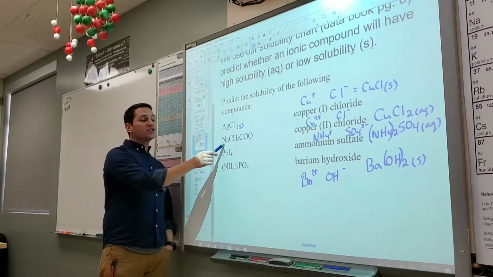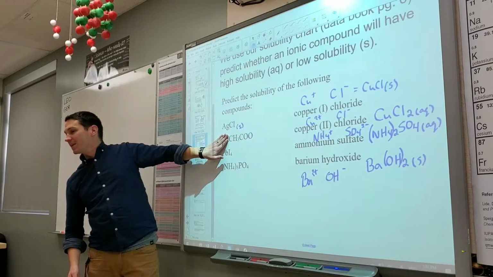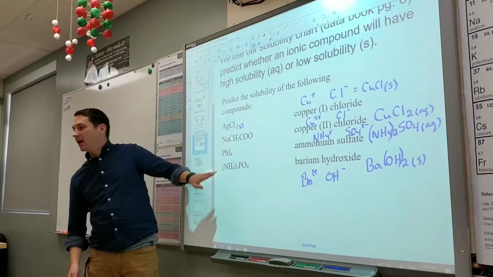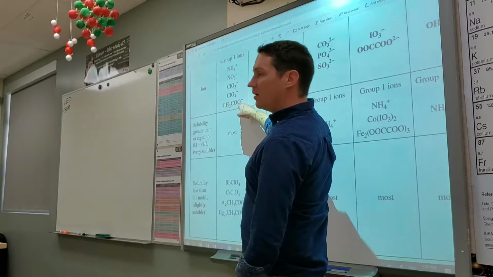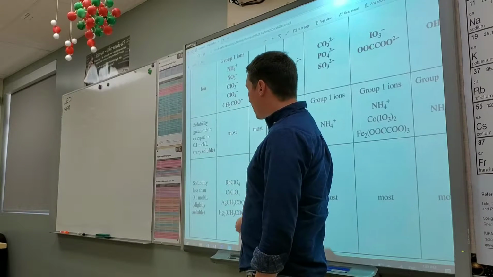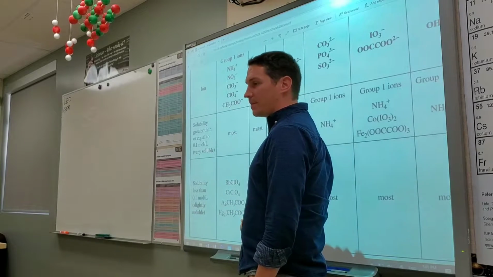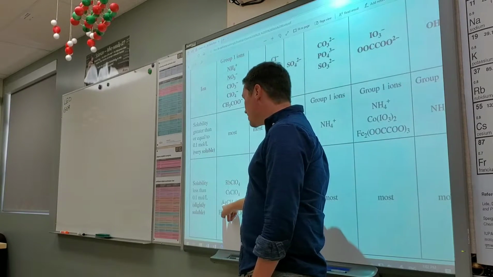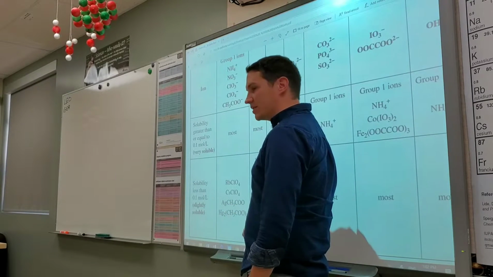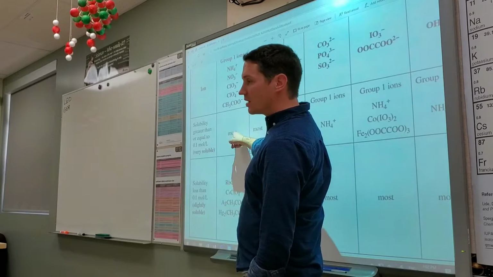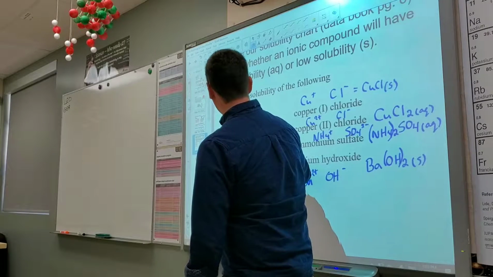What about sodium? What is CH3COO? Acetate, right? Acetate is in the first one. Do you see sodium acetate down here? You see silver acetate and you see this weird mercury acetate thing that you'll never see in your life, but no, sodium's up here, so sodium is soluble, right? So this is going to be aqueous.